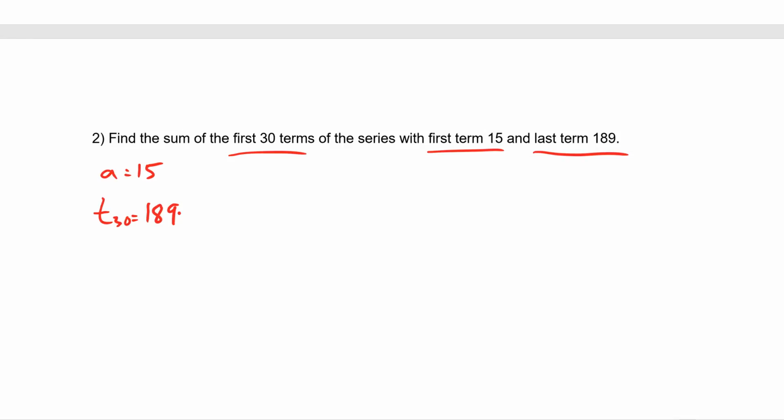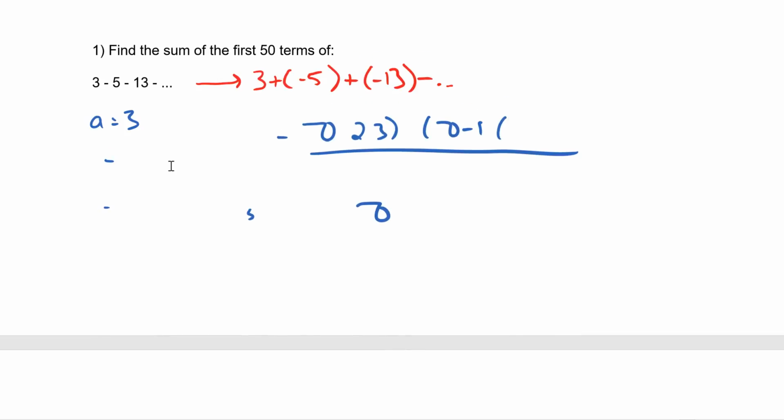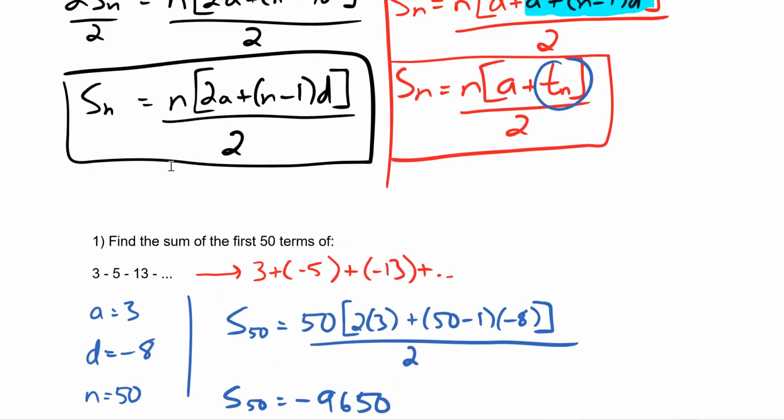So for a question like this, we don't know what the common difference is. We don't really know what happens in between 15 and 189. All we know is the series starts with 15, ends with 189. Now this is where the second equation that we did will come in handy, because all you need is n, the first term a, and the final term tn. Now I'm going to add in a note here that tn again represents the final term, just as a reminder.